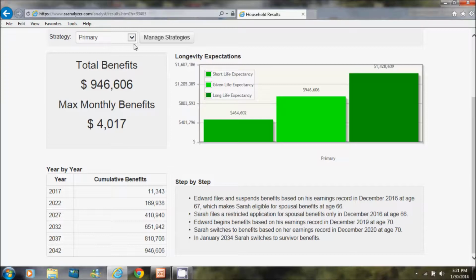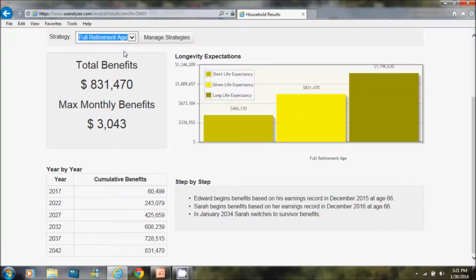Again, we can compare that to some of the other strategies, and there's 3,000 different strategies, but let's compare this to the full retirement age, for example. In this case, they would only get $831,000, which is about $100,000 less. Again, the importance of running these reports is that if you don't pick the right strategy, you could be giving up $100,000 to $200,000 in cumulative lifetime benefits.